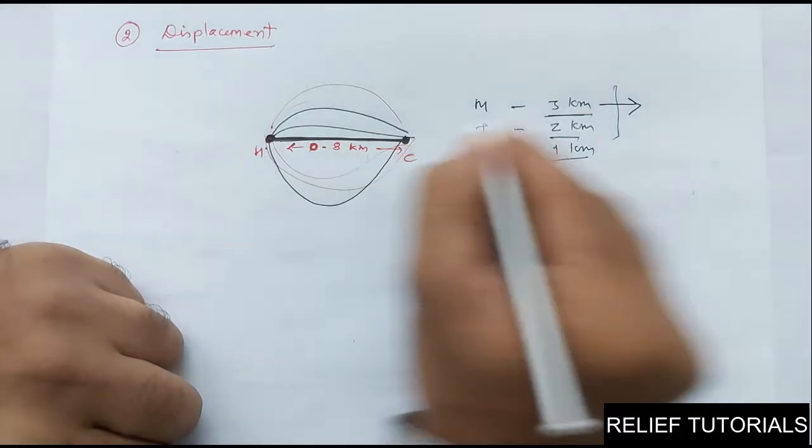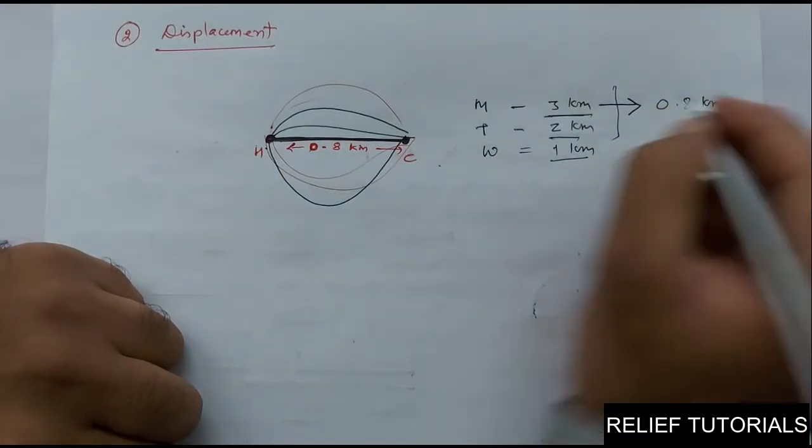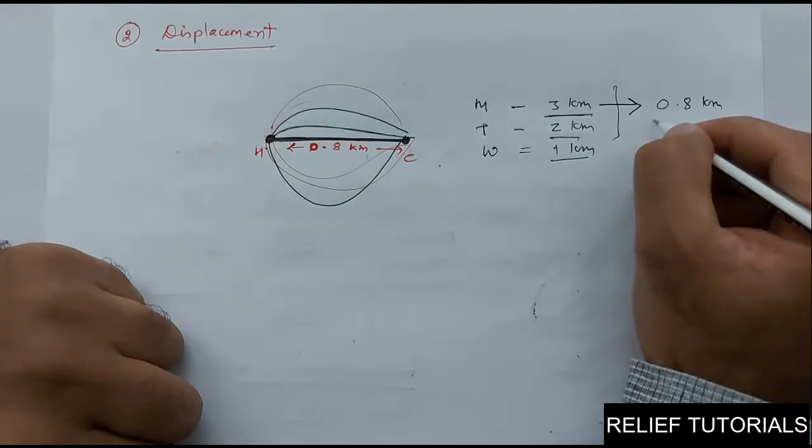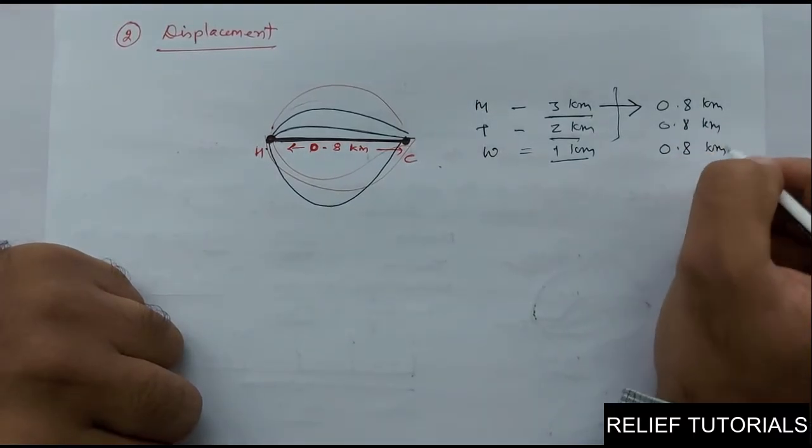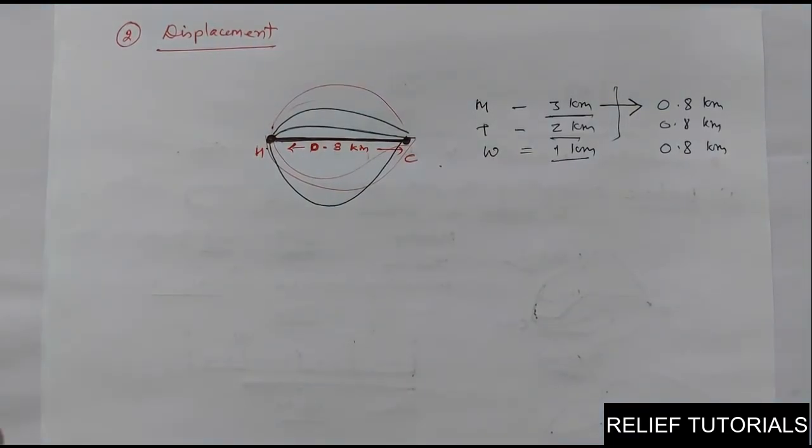So what is the displacement done by you on Monday? Your displacement on Monday is 0.8 kilometer. Your displacement on Tuesday is 0.8 kilometer. On Wednesday also, because your initial place and final place is same. So displacement is actually what? It is the straight distance between the initial point and the final point of the journey. It describes by what amount you get displaced from your original place.